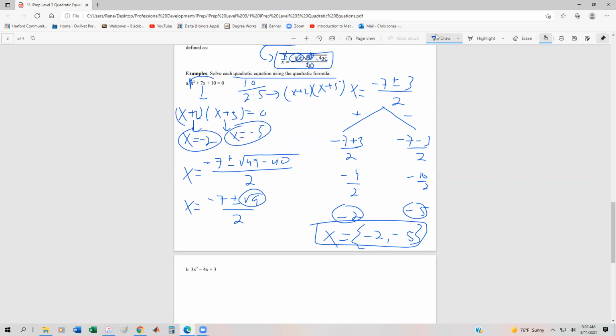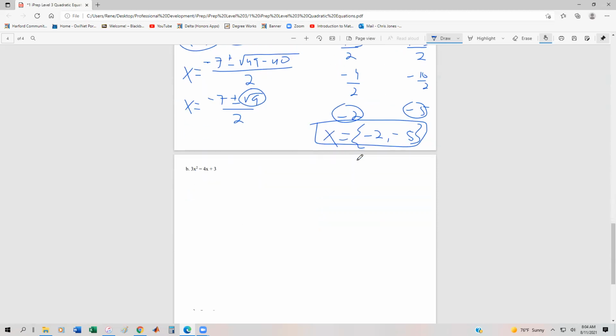And those would be the solutions to this, which is much quicker than going through the quadratic formula. But of course, you have to be good at factoring to be able to do this quickly. All right, so those are the trade-offs of the factoring method and the quadratic formula.